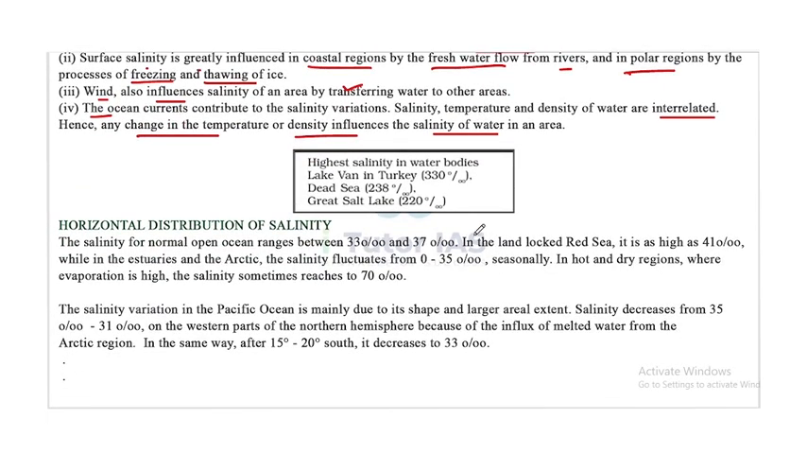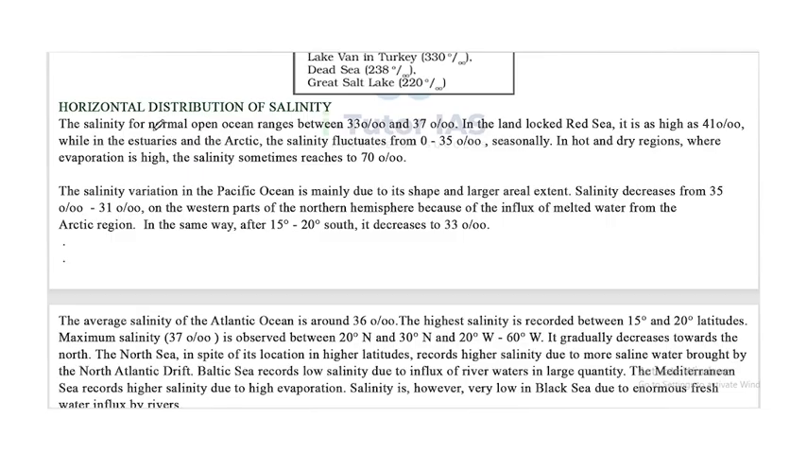Now, horizontal distribution of salinity. The salinity for normal open oceans ranges between 33 parts per thousand and 37 parts per thousand. In the land-locked Red Sea, it is as high as 41 parts per thousand, while in the estuaries and the Arctic, the salinity fluctuates from 0 to 35 parts per thousand. In hot and dry regions where evaporation is high, the salinity sometimes reaches 70 parts per thousand.